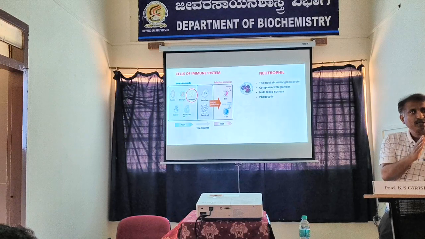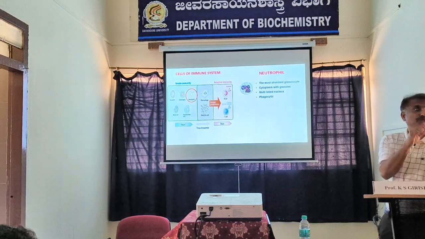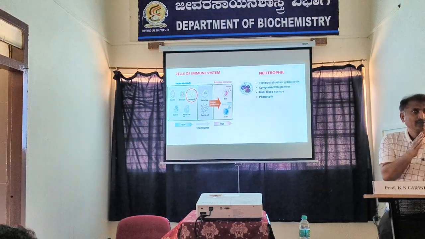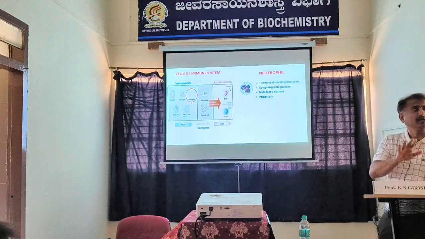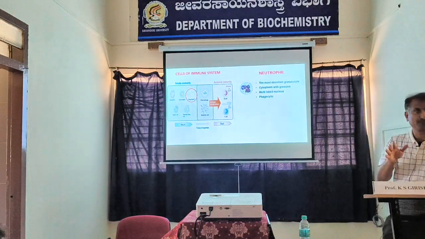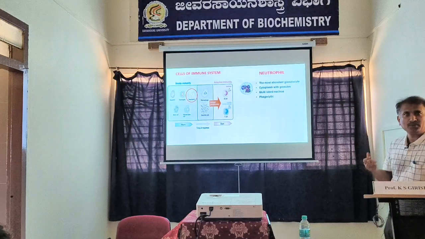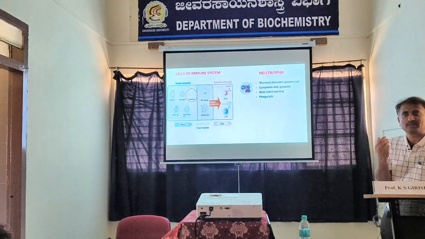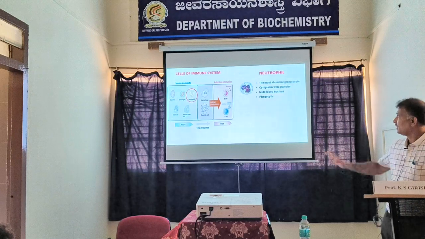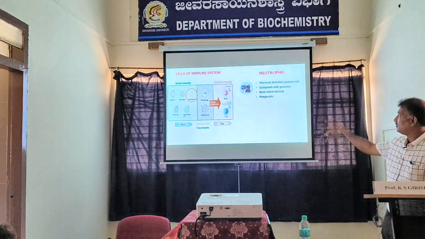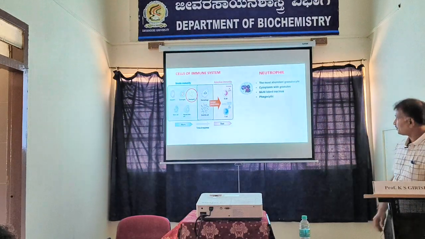If the invading microorganisms breach the innate immunity, then only adaptive immunity will get activated. It is specific in nature and it takes a long time, minimum 96 hours. In adaptive immunity, immune cells will produce antibodies against a specific antigen and they will try to kill. It includes B cells and T cells.